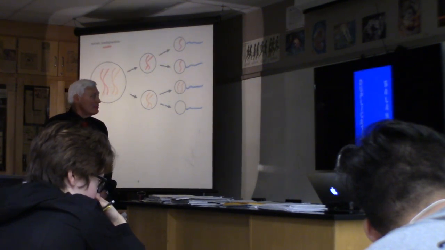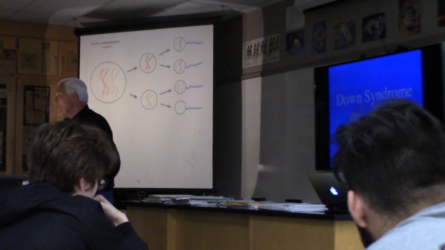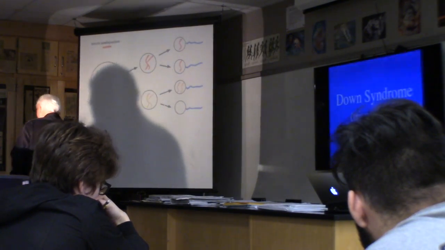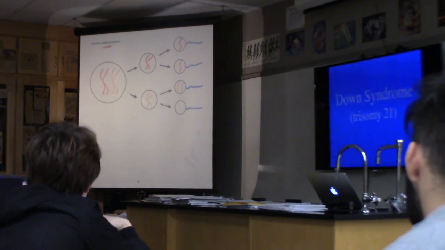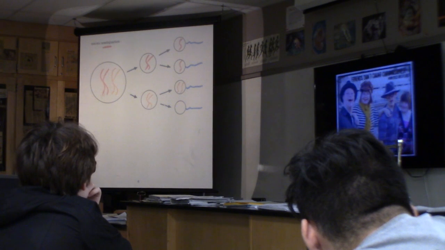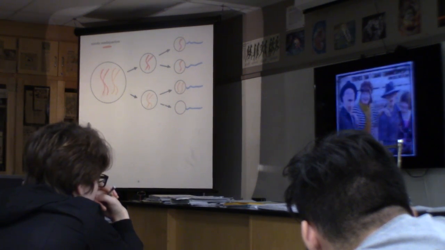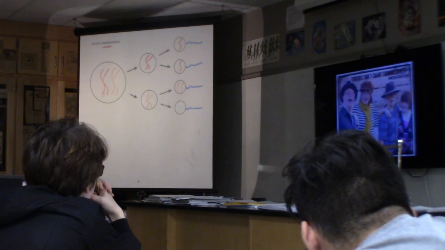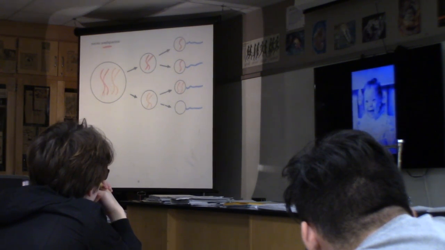All right, so, nondisjunction. Now, this is probably the most well-known example of a result of nondisjunction, right? Down syndrome. I can't remember where I saw this, but I thought it was pretty cool: "Friends don't count chromosomes." You've got four teenagers there who have Down syndrome. Oh, here's a little girl with Down syndrome.